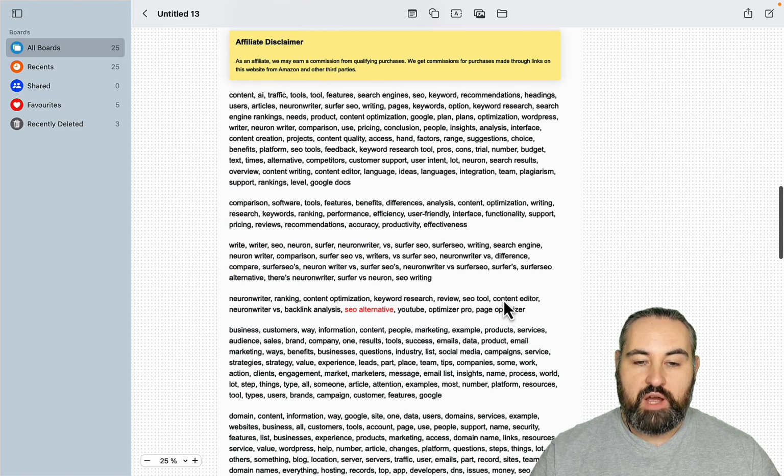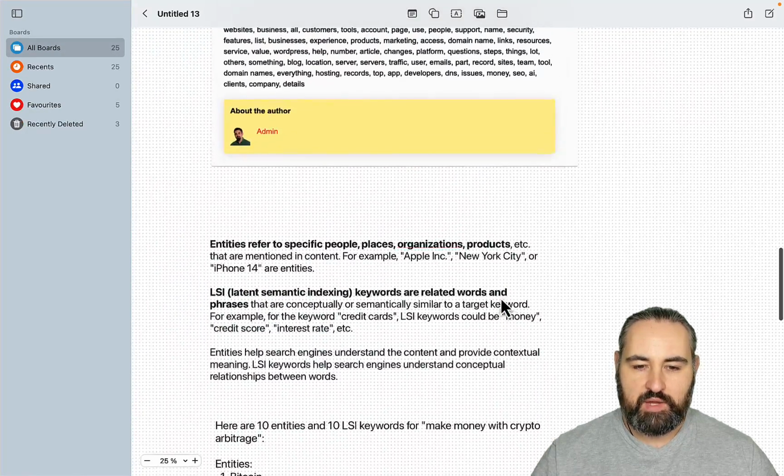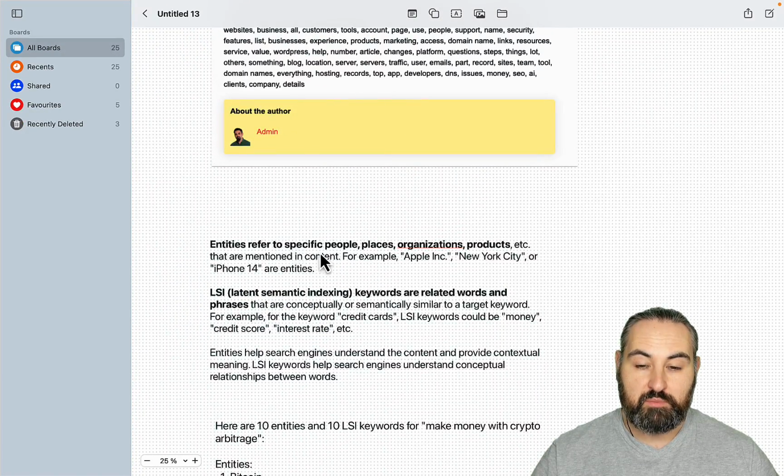Before I tell you how I did that, I want to once again remind anyone who is struggling with entities versus SEO keywords what they are. Entities refer to specific people, places, organizations, and products like Apple Inc., New York City, or iPhone 14. They are all entities. They are mostly nouns.